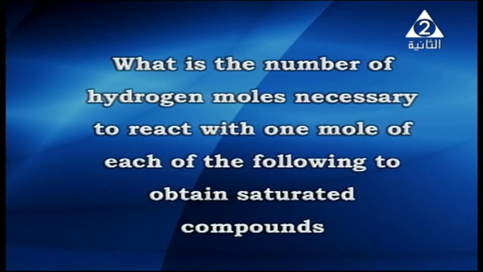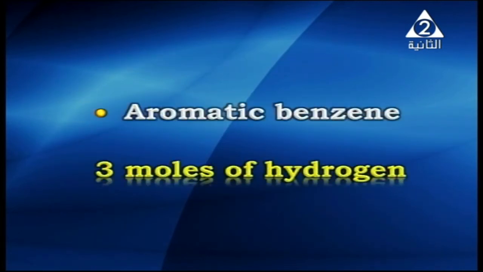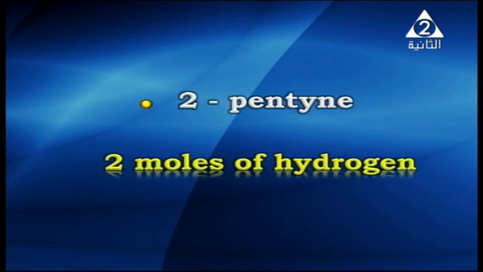What is the number of hydrogen moles necessary to react with 1 mole of each of the following to obtain a saturated compound? Aromatic benzene? Yes, the answer will be 3 moles of hydrogen. As we know, my dear student, the benzene ring contains 3 pi bonds, so each pi bond to be broken needs 1 mole of hydrogen, so we need 3 moles of hydrogen. 2-pentyne. As we know, my dear student, the pentyne contains a triple bond, which contains 1 sigma bond and 2 pi bonds. So each pi bond is broken with 1 mole of hydrogen, so we need 2 moles of hydrogen.